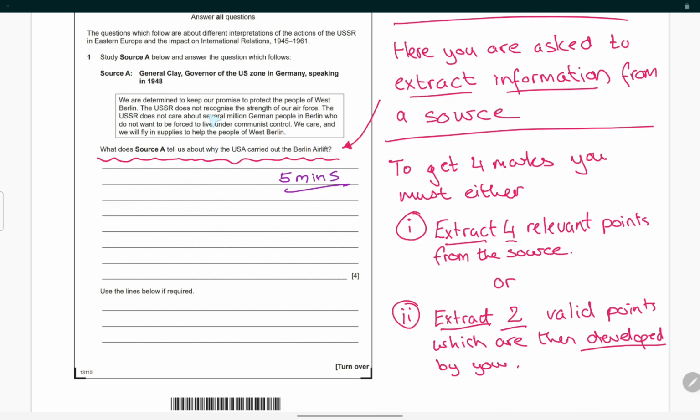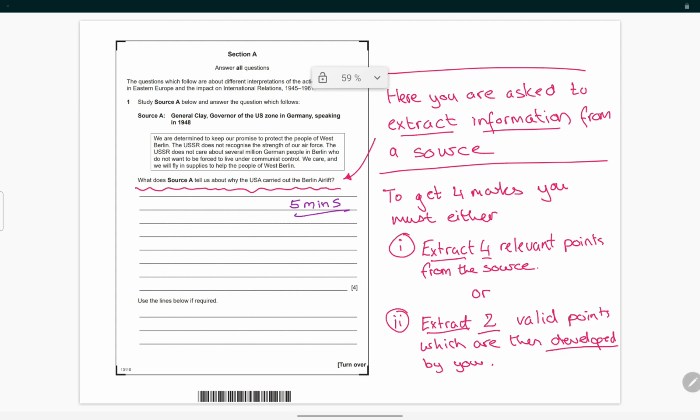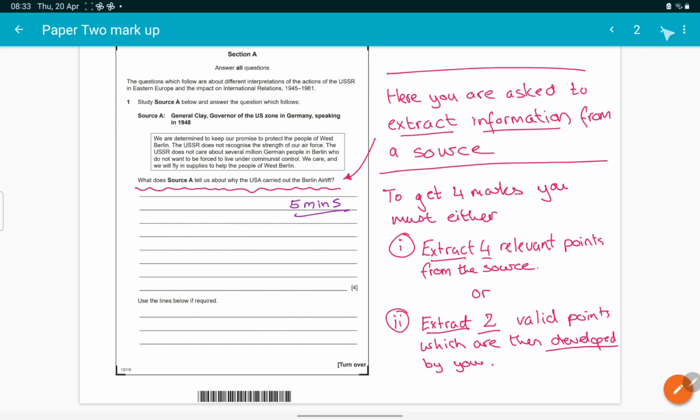So either find 4 things in the source and list them down here. Source A says this, it also says this, it says this. Or you can take 2 points from it and add a bit of development, sort of explain the point maybe. So that's question 1. So you should all get 4 marks for question 1.